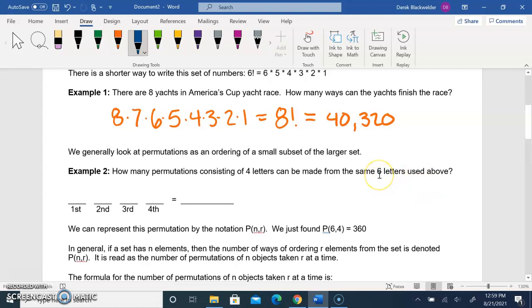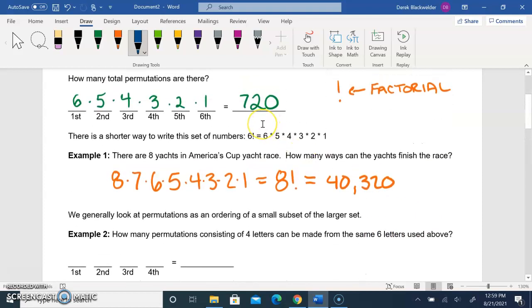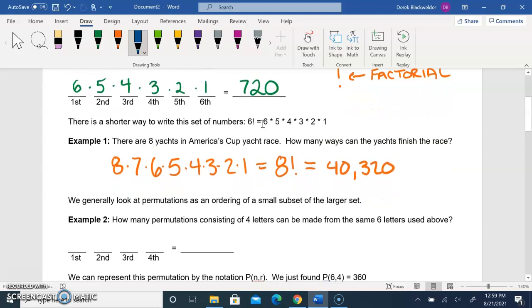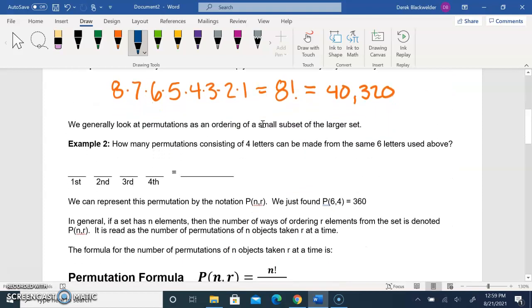So let's say we took the same 6 letters, A, B, C, X, Y, Z, but I want to see how many ways I could rearrange 4 letters from those. The way that we do this is there are 6 options for that first spot, so it could be A, B, C, X, Y, Z. But then once we choose that one, there's only 5 options for that second letter. There's only 4 for the third, and then 3 for the fourth. But after that, it doesn't matter because we're only picking 4 of them.